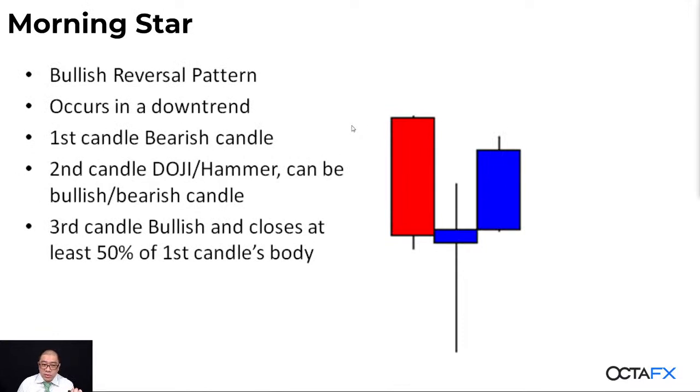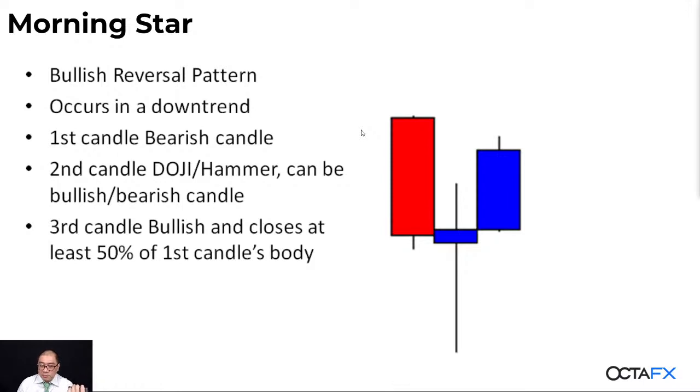This is a bullish reversal pattern. It only occurs in a downtrend. The first candle has to be a bearish candle. The second candle can be a doji that we just discussed or a hammer, like in this example over here. It is a hammer if you take a look at it. It can be a bullish or bearish candle for the second one. The third candle has to be bullish and closes at least 50% of the first candle. Now, if you take a look at this one here, this is basically a combination of a doji and a hammer. You slip in a doji or a hammer in between an engulfing or a piercing pattern, then you get a morning star.